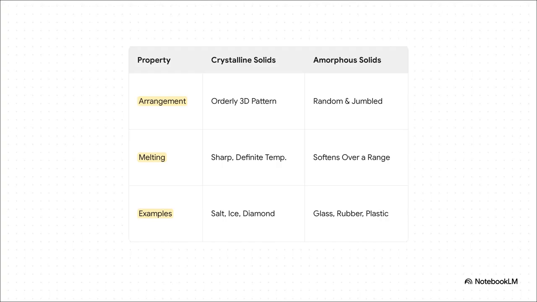And here's that great divide laid out for us. On one side, you have crystalline solids. This is where atoms are locked into a perfect, repeating 3D pattern we call a crystal lattice. This incredible internal order is why they have a sharp, specific melting point, like salt, ice, or a diamond. But then, on the other side, you've got amorphous solids. Their atoms are just a random, jumbled-up mess, and that's why they don't really melt, they just get softer and softer over a range of temperatures. Glass, rubber, plastic, those are your classic examples here.